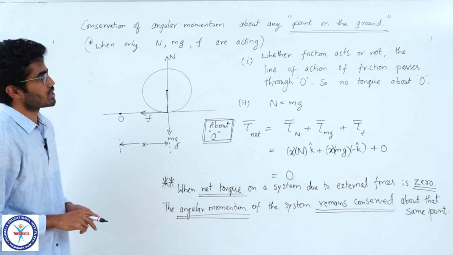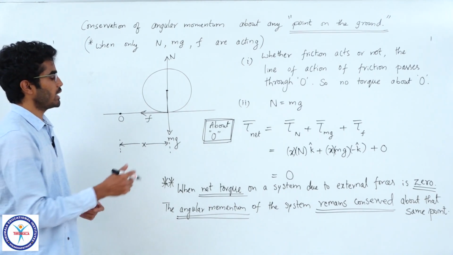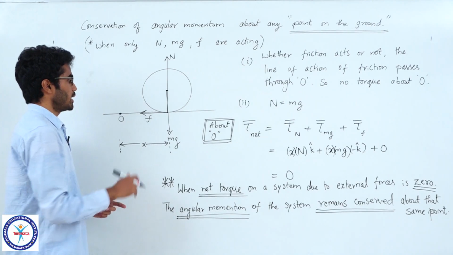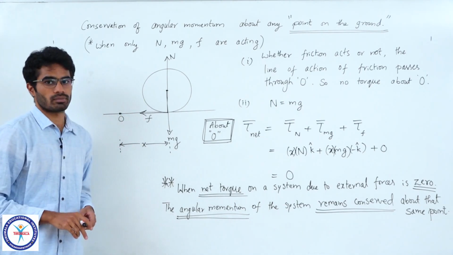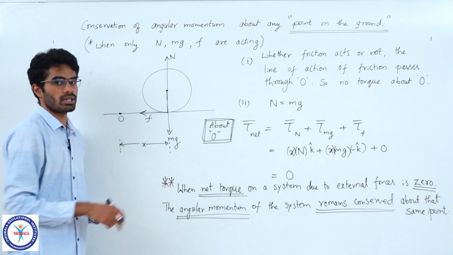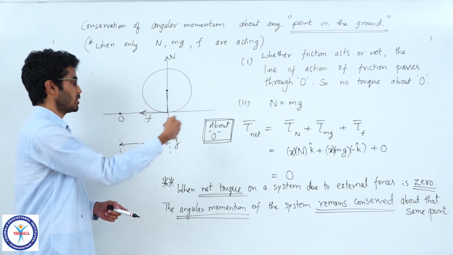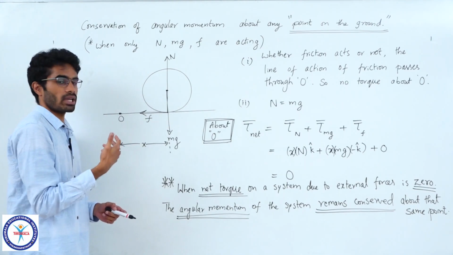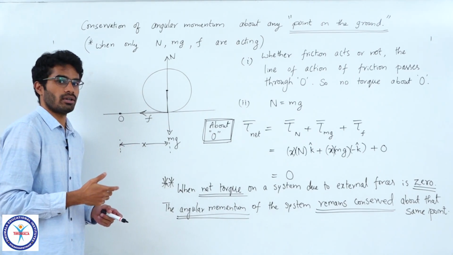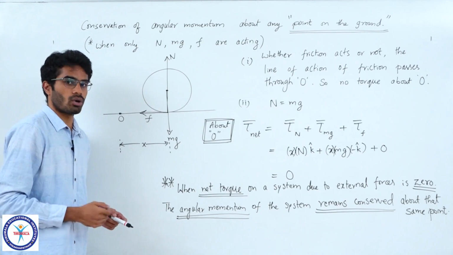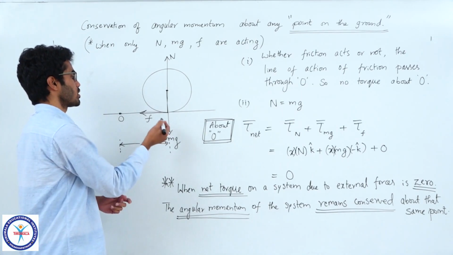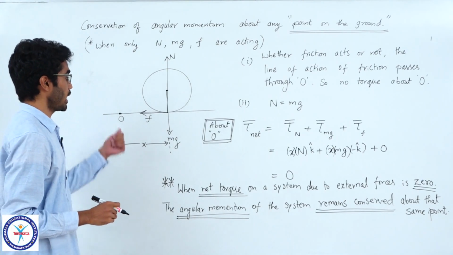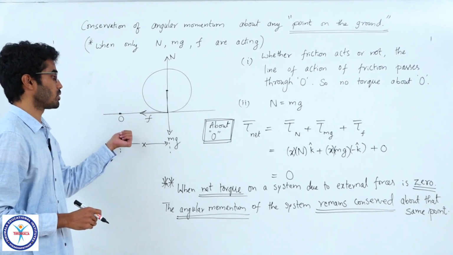First, check whether the friction acts or not. The line of action of the force, the friction, is passing through this point O. Whether it is acting backwards or forwards, the line of action is passing through O. So, it will not have any turning effect. That means it is not producing any torque. So, torque due to friction will always be 0 in this case, about O, the point on the ground.